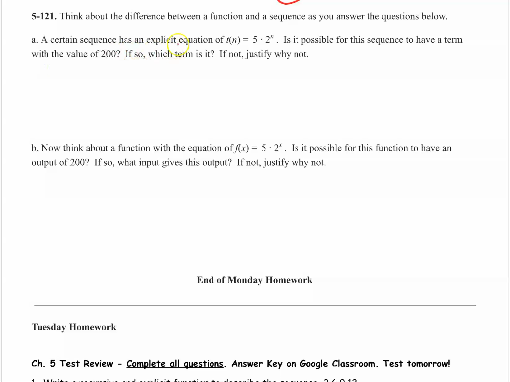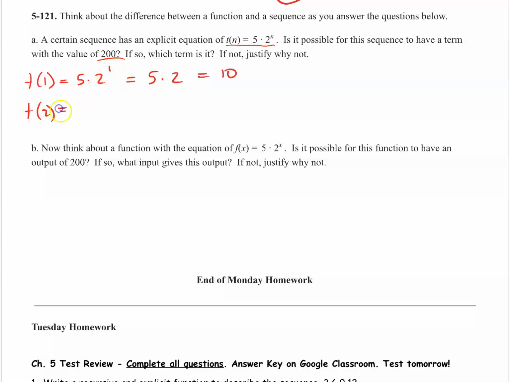A certain sequence has this explicit equation. Is it possible for this sequence to have a term with a value of 200? Well, let's calculate the first term. Plug in 1, so that's 5 times 2 to the power 1. That's just 5 times 2, which is 10.